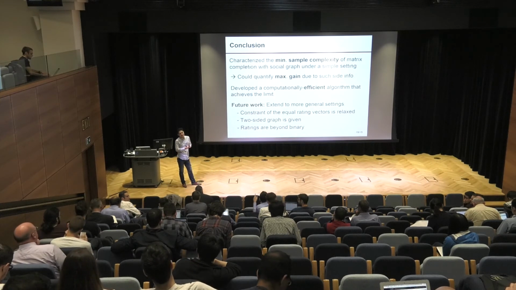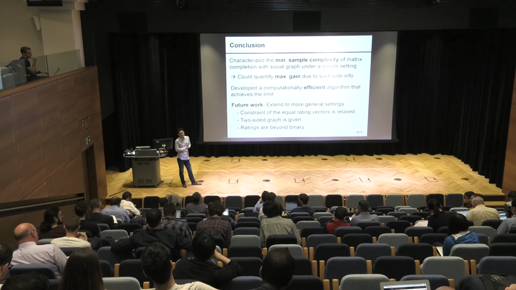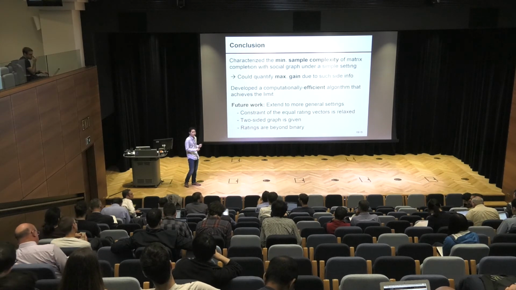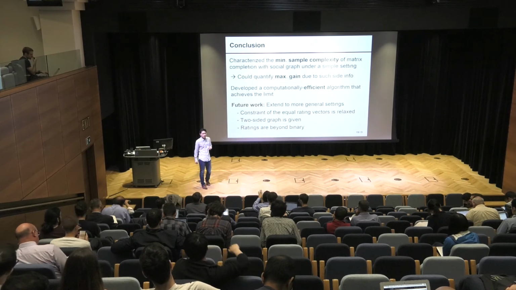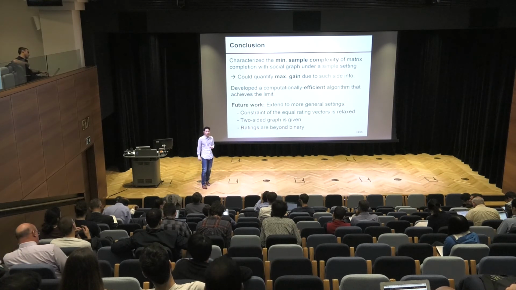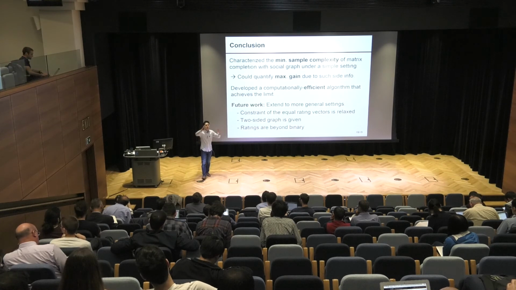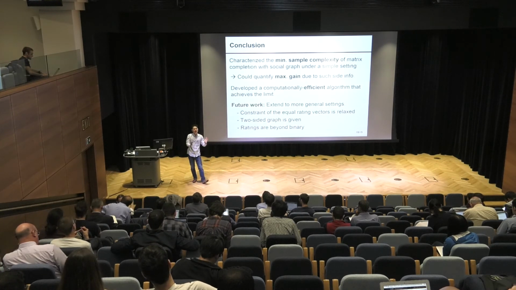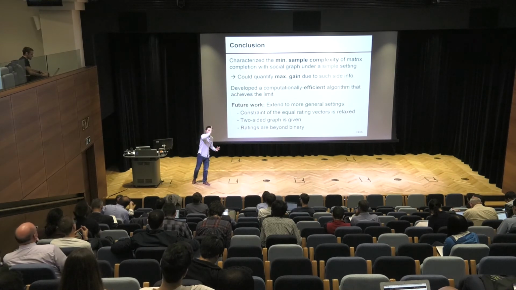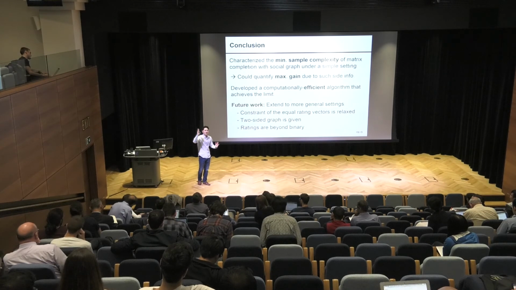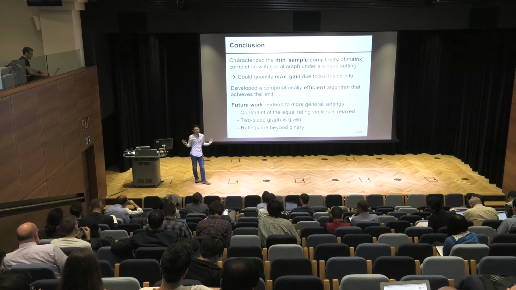In the examples you showed, the number of users was bigger than the number of items, right? That's right. Does this threshold behavior still appear when it's the other way around, because that's more typical? So if you consider the one-sided graph where we have a social graph, then we have a gain only when n, the number of users, is greater than the number of items. If that's not the case, then there's no gain.